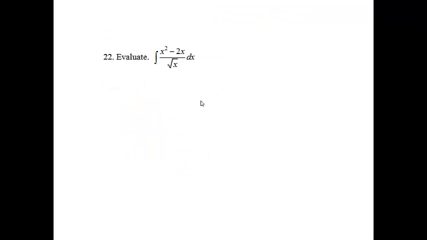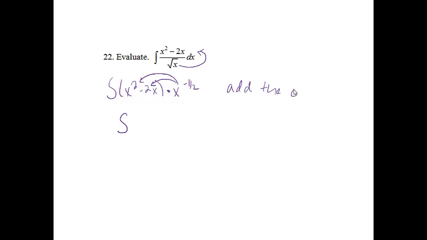Okay, problem number 22. This asks us to evaluate an integral. What we are going to do on this one, because we do have a fraction, I'm going to bring this up to the top, and when I do that, I'll have x squared minus 2x times x to the negative 1/2. Notice there's a times there. We don't make it plus, right? Now what I'm going to do is distribute that to both parts, and when I do that, I will add the exponents.